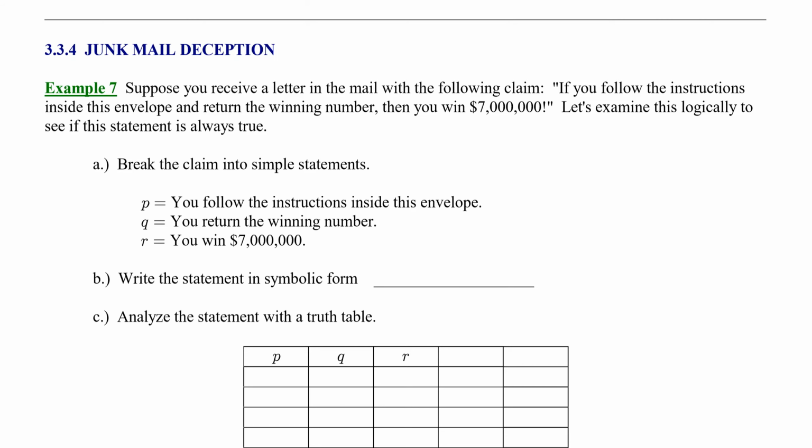This can also help you guard against deception. In this section, we're going to look into a specific case or a case study of junk mail deception. Maybe you have found yourself in this situation. Example 7. Suppose you receive a letter in the mail with the following claim. If you follow the instructions inside this envelope and return the winning number, then you win $7 million. Sounds pretty easy, right? Sounds like I just need to follow instructions, take the winning number that they've sent me and return it and collect my $7 million.